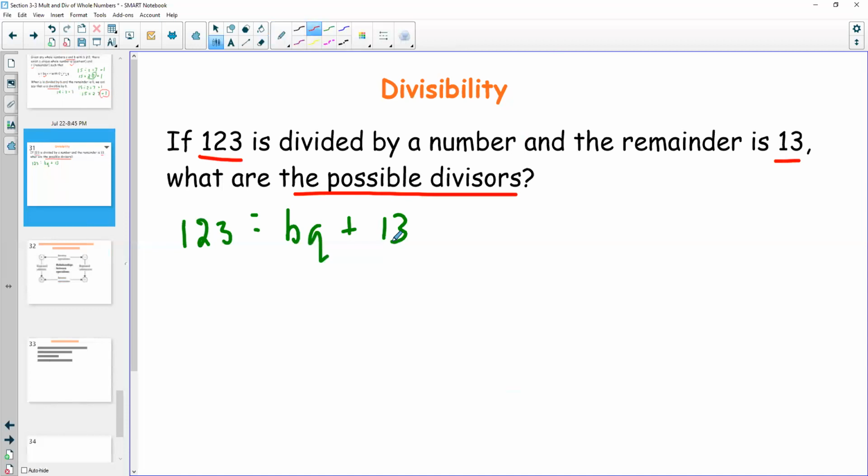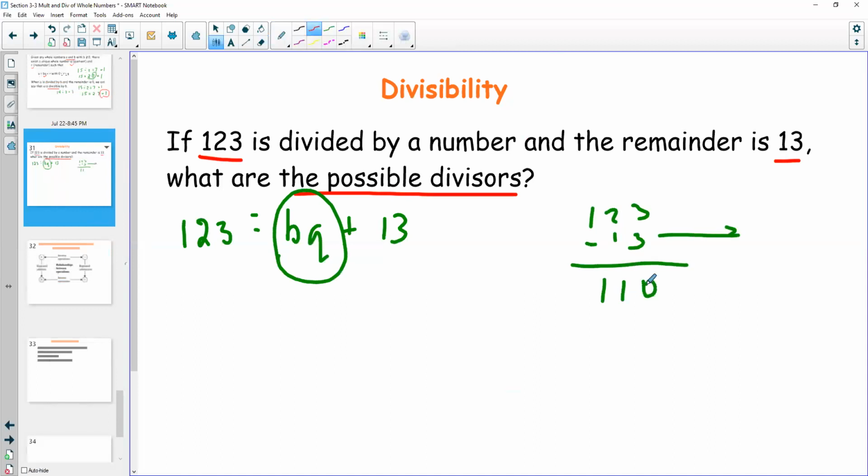Okay, hopefully you paused and looked at this. So what's the first thing I have to do here? I know the remainder is 13. So the 13 actually doesn't matter for my quotient, does it? I'm going to take it off. So 123 minus 13, because that 13 is going to sit over here on the side, is 110. All right, well, now I need to think about what I could do to make this BQ, right? What are the different ways I can multiply to get 110?